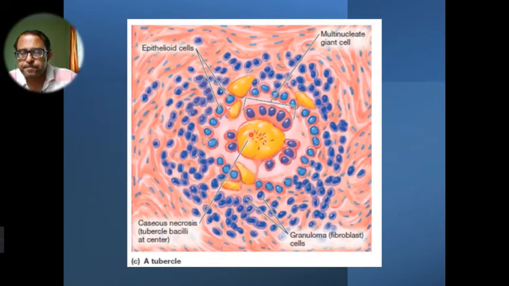Same thing is there. These are the tubercles, where these are the different kinds of cells, and these are the cells containing this pathogen, the tuberculosis bacilli. Caseous necrosis is there, with killing of the cells. Epithelial cells are there. Multinuclear giant cells are there. Granuloma is there. Fibroblastic cells are there. So these are the various cells which surround that bacteria, and this forms the tubercle.